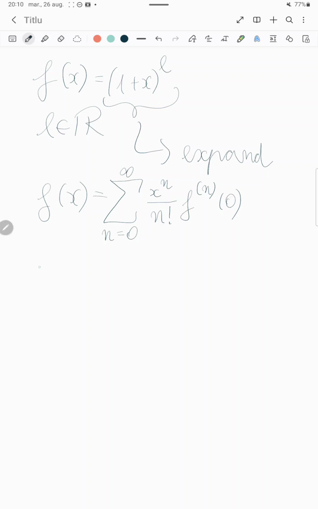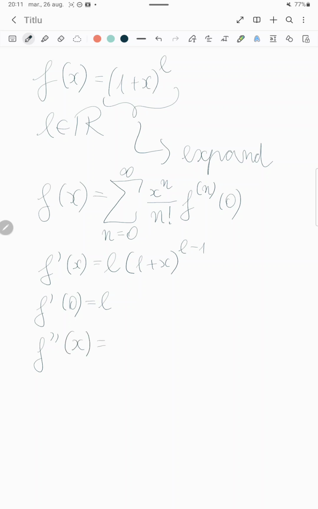Now the first derivative of f of x is L, because the power goes down, and then we have 1 plus x all to the power of L minus 1, and eventually the derivative of x plus 1, which is equal to 1. One can easily say that f prime of 0 is equal to L.